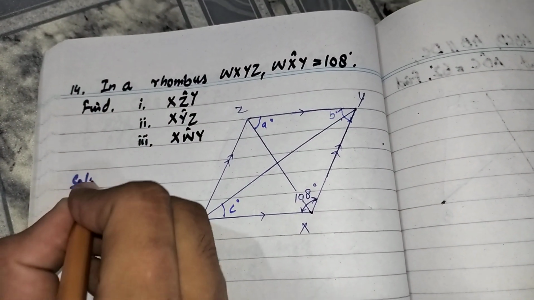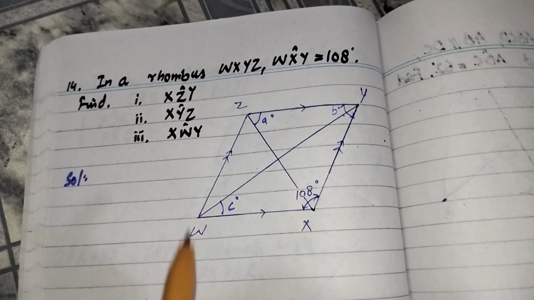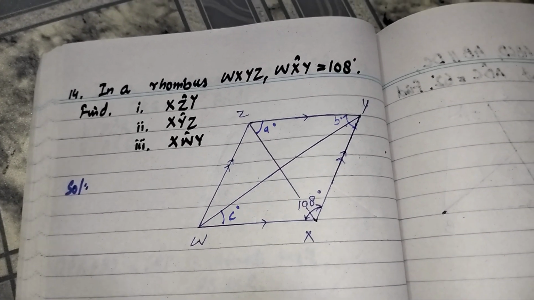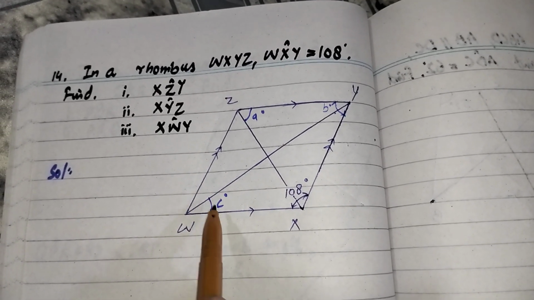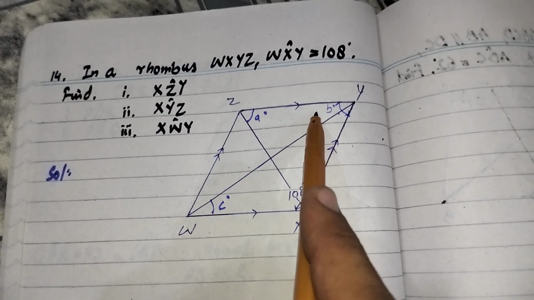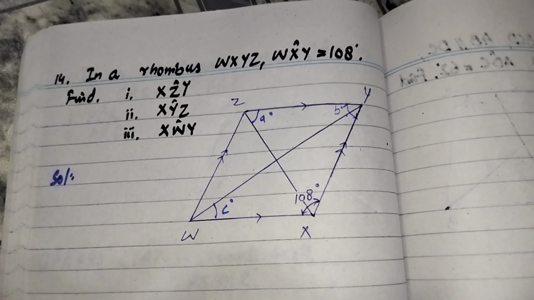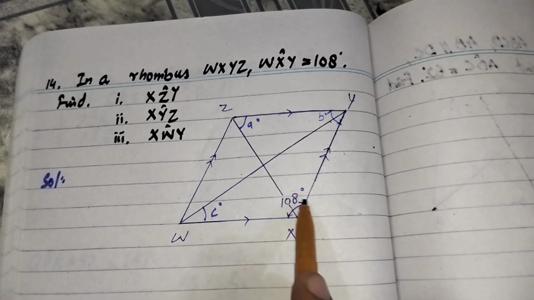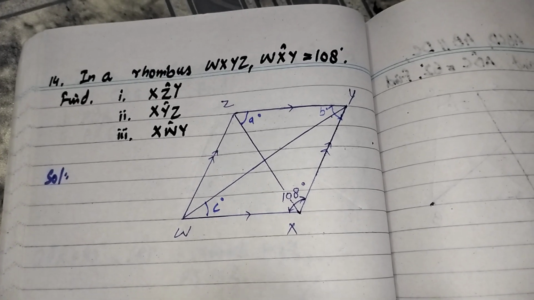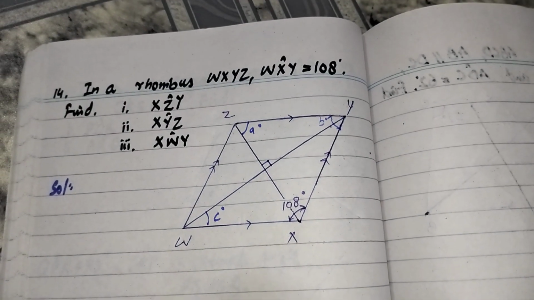There are some properties of a rhombus which we have already studied. In a rhombus, all the sides are equal, and there are two diagonals. Diagonals always bisect the angle, so if this angle is C degree, this one must be C degree too, and if it is A degree, the other must be A degree. Opposite angles are equal, so this complete angle must be equal to the opposite complete angle. Secondly, the diagonals always intersect at 90 degrees in a rhombus.